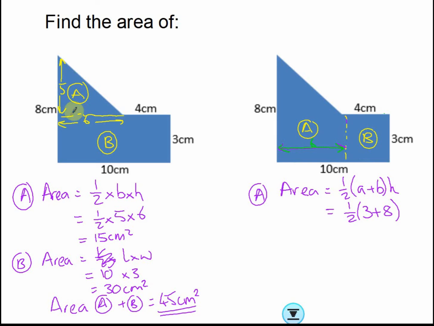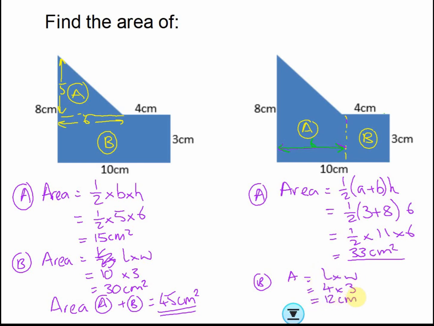It's the same as we were looking at up here. So times 6. So basically what we have here is half times 11 times 6. I'm going to go half of 6 is 3 times 11, that's 33. And if we do the B, which is again a rectangle, area is length times width, it's 4 times 3, that is 12. And when we combine these two, we get 45 again.